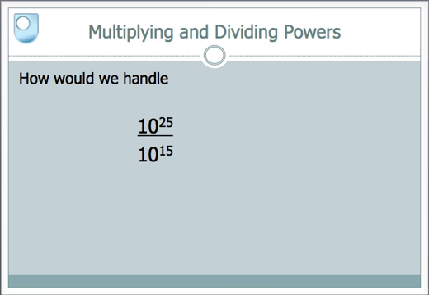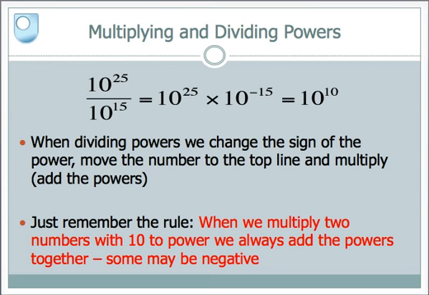How would we handle this? This is dividing. We've got 10 to the power of 25 divided by 10 to the power of 15. Now we've already seen on a previous course that when we've got 10 to the power of 15 on the bottom, that becomes a reciprocal, and that becomes 10 to the minus 15. So my calculation of 10 to the 25 divided by 10 to the 15 becomes 10 to the 25 times 10 to the minus 15. Now we've just got two powers of 10 multiplied together, and we can just simply apply the rule. When we multiply two numbers together with 10 to the power, we always add the powers together, but some may be negative. So this gives me an answer of 10 to the power of 10.